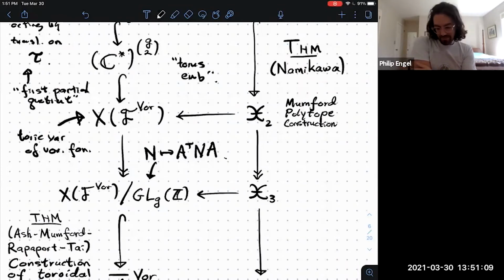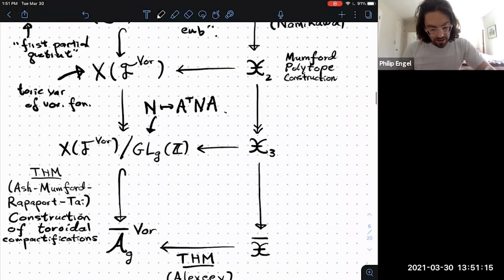So, yeah, the Delaunay decomposition is invariant under the GL_g(Z) action. And so we can quotient this toric variety X of the Voronoi fan by GL_g(Z). And then similarly, because the Delaunay decomposition, as we said, was invariant, this Mumford polytope construction also descends.